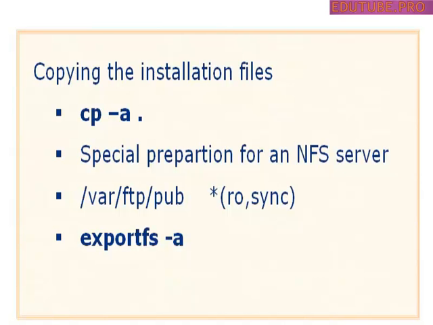What you need to add to that /etc/exports file is a directive that includes the directory, such as /var/ftp/pub. The asterisk shares with all connected systems in read-only mode with synchronous reads. And you can activate the share with the exportfs -a command.